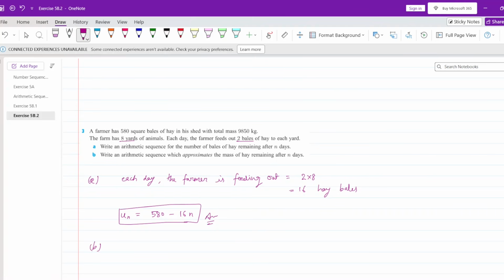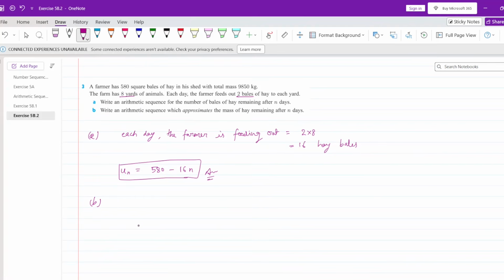Write an arithmetic sequence which approximates the mass of hay remaining after n days. So we know the average mass equals 9850 divided by 580 kg, and we know he is feeding out 16 hay bales every day. Therefore, the mass being fed out is 16 times 9850 divided by 580 kg.